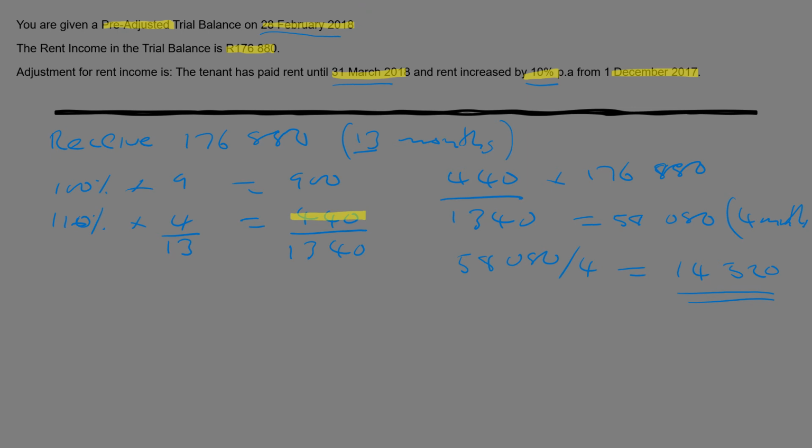So this will look like this in your income statement. It will be other incomes, then rent income, that's 176,880 minus 14,520. This will give you 162,360.